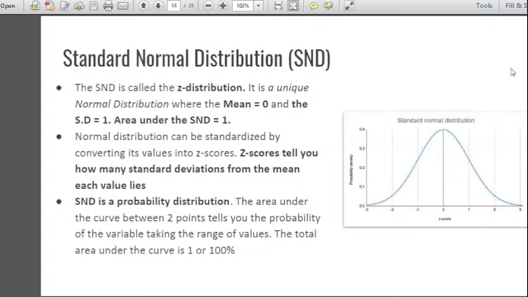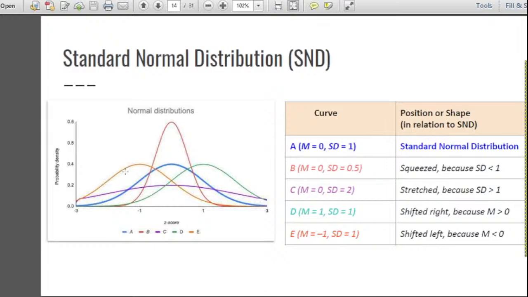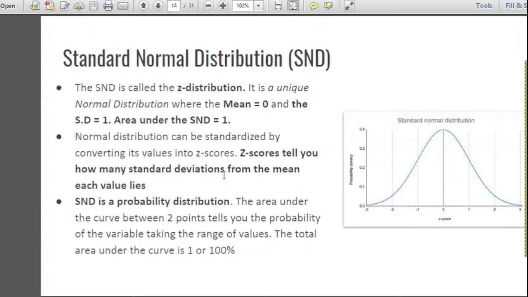Yes, Amatullah, I'll come to that again, right? For every normal curve, mean is equal to median is equal to mode. That is a property of a normal distribution.